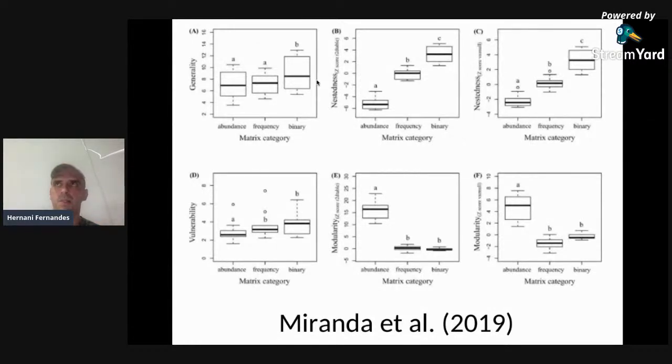So if you use just the presence or absence of a species in an environment to make a network of interactions, or if you use how much DNA is actually representing the abundance of this taxa, you're mainly forming networks that are very different in terms of structure. So it's very important not only to think about this from the genetic side, but also from the network side.